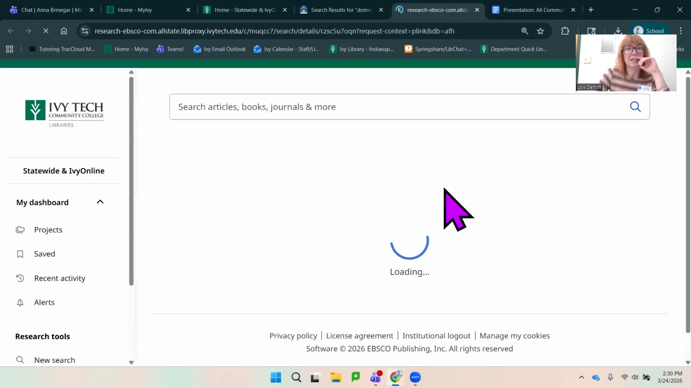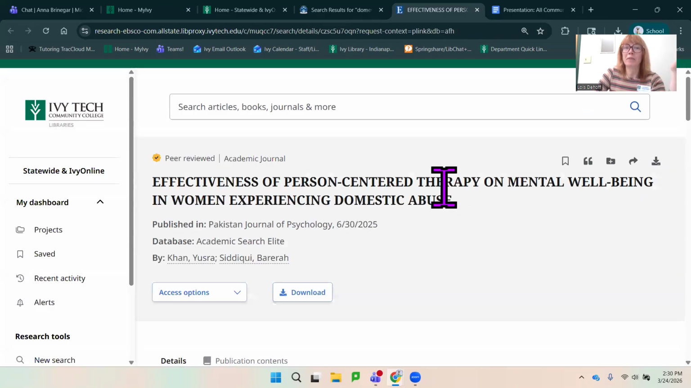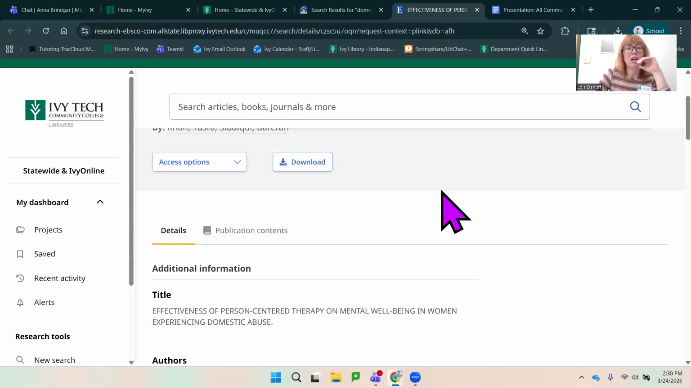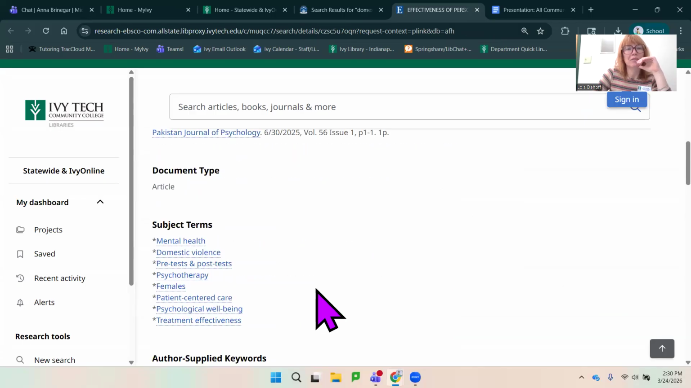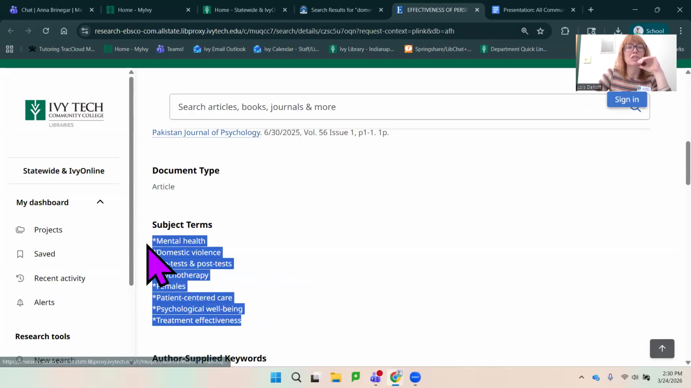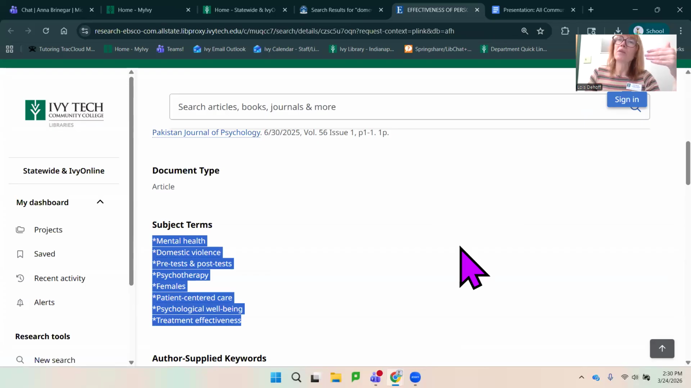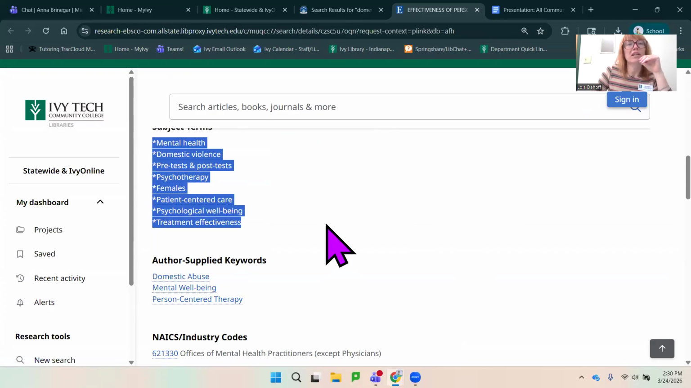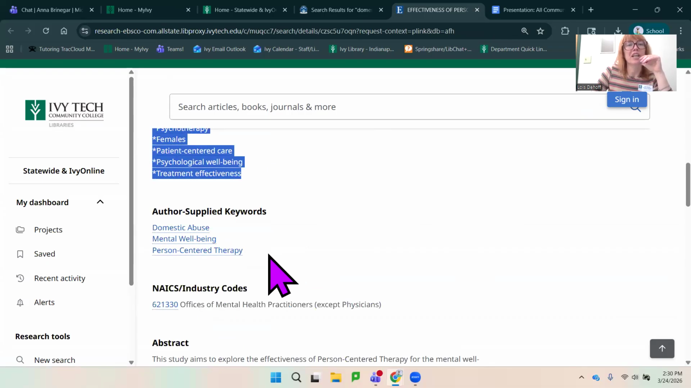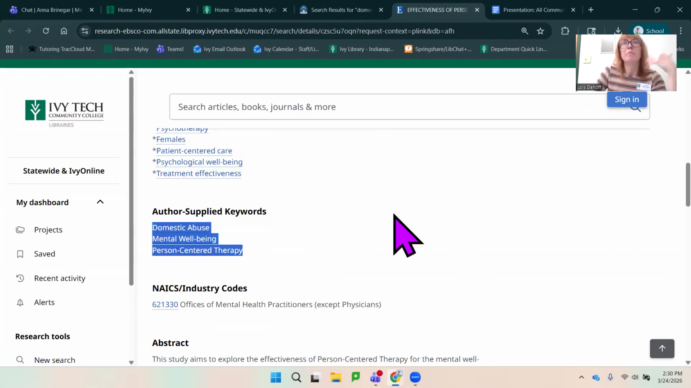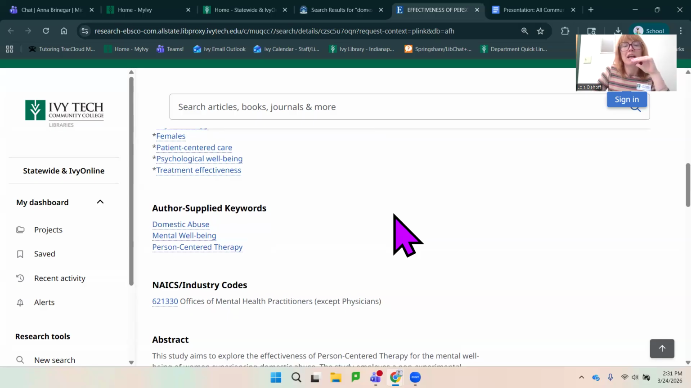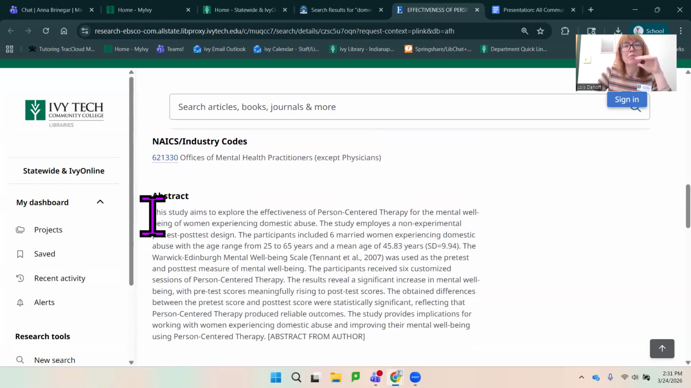And once you're in here for the check for full access, it's going to contain some good information. First of all, it's going to give you some words. You are keyword searching, and you may not know a lot right now about your topic. So this is a good place to look for words. I look at the subject terms. I look at the author supplied keywords because I know I might use those later when I'm doing other types of research. Another thing I like to do is look at the abstract.